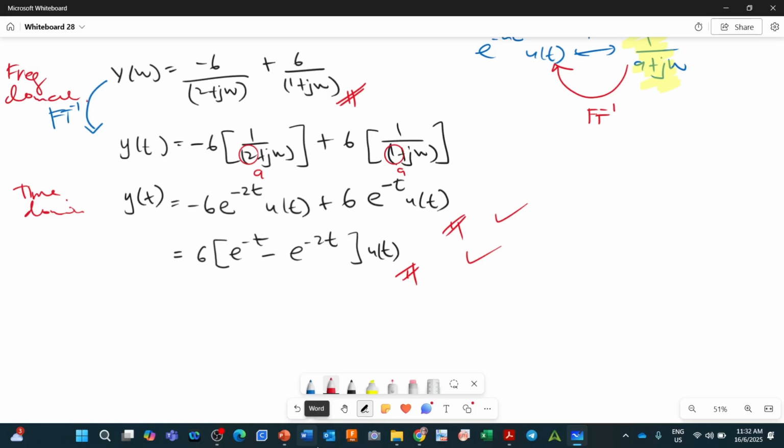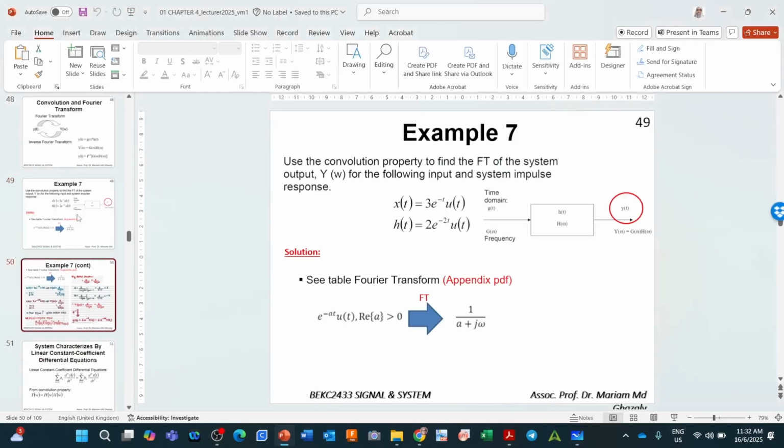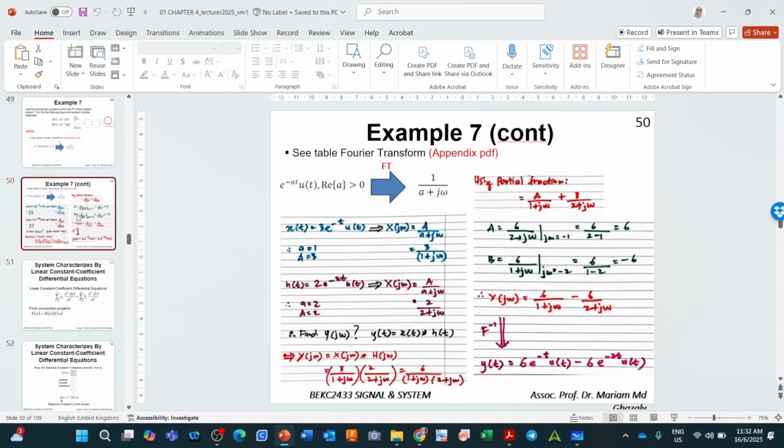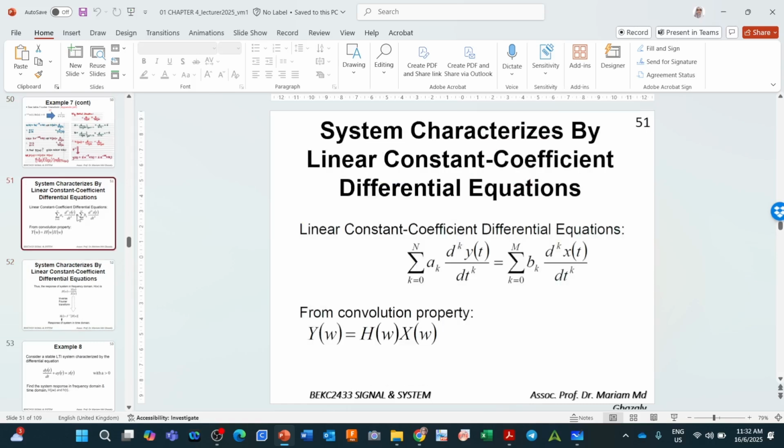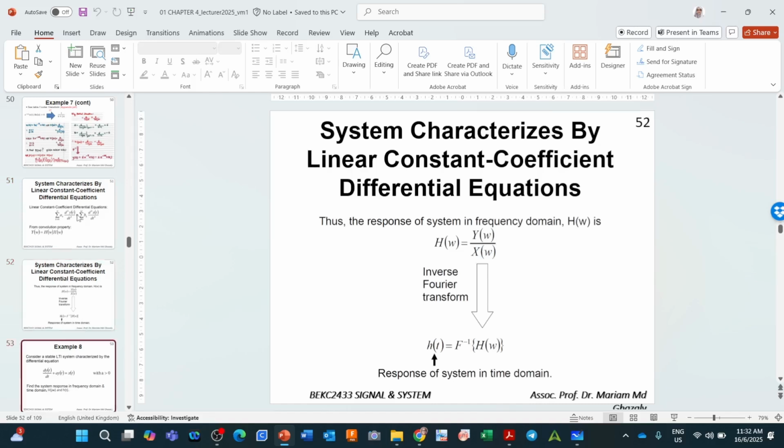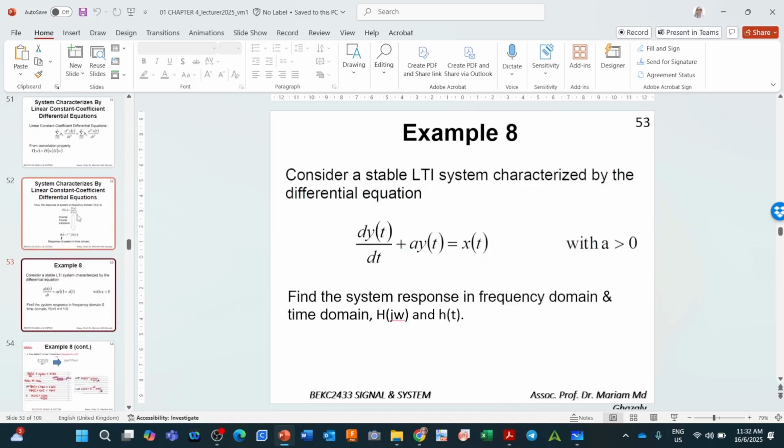Okay, so let's look at the next slide. Basically, in this slide, similar to the past, you can write it in terms of a differential equation. If you write it in terms of an equation, you can do it as summation of y(t) equal to summation of x(t). So let's look at an example. Okay, let's look at this example 8.